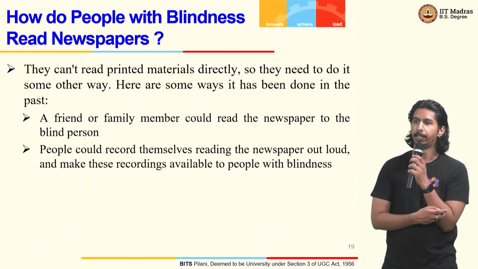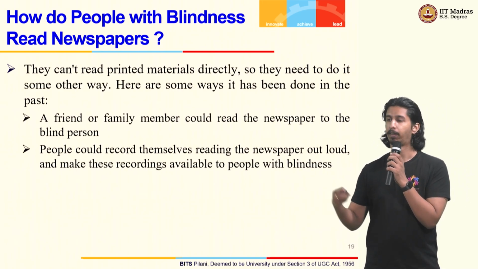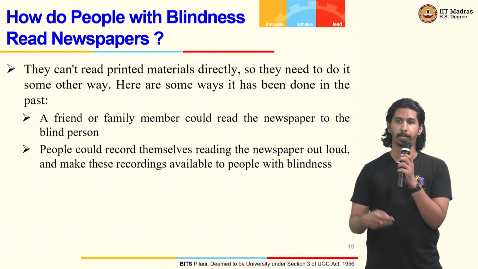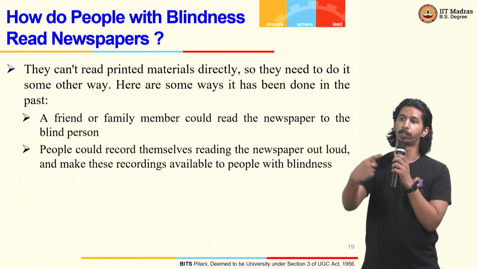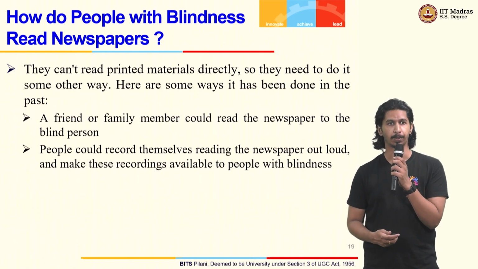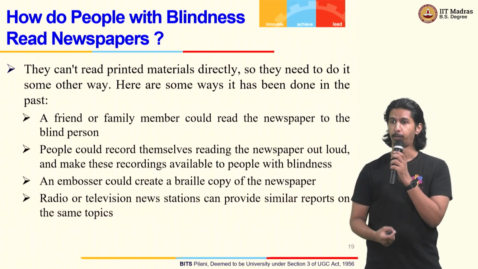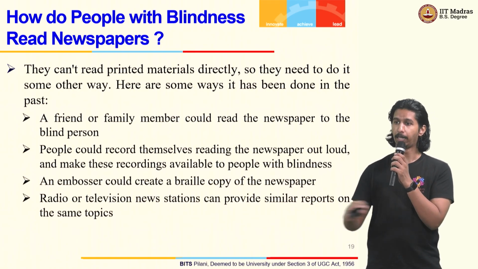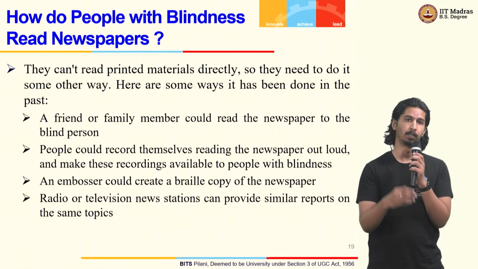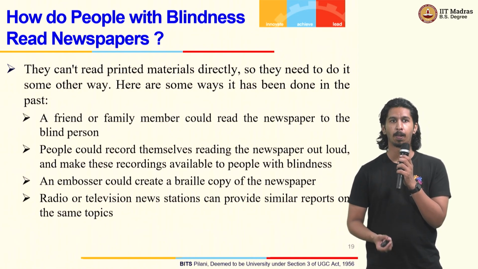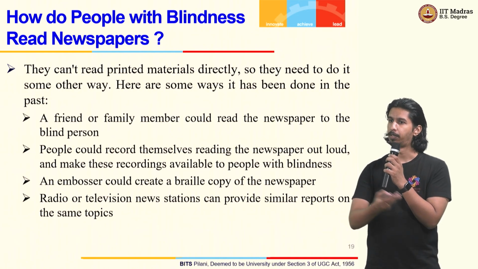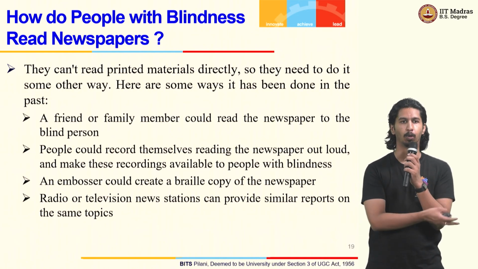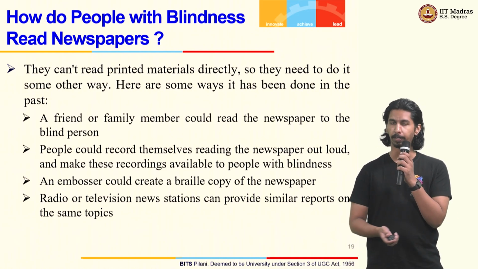Since they cannot directly read, maybe there can be a friend or family member who can read the newspaper for them, or someone can record the newspaper while reading it out loud and give the recordings to the person who has blindness. Or, as you told, it could be embossed in a braille newspaper, and the person with blindness can use that. Or it could be an alternate form altogether. Instead of a newspaper, they can listen to the same topic on a radio or a television, right?